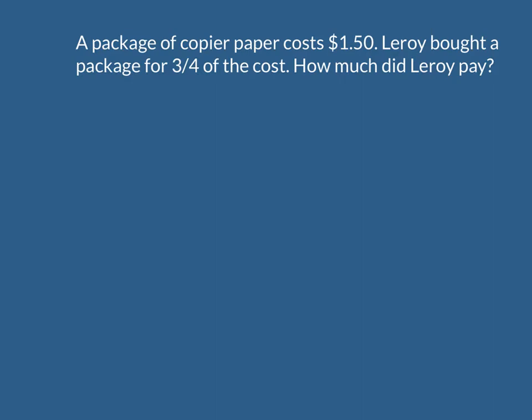It says, a package of copier paper costs $1.50. Leroy bought a package for 3/4 of the cost. How much did Leroy pay? So when we need to find a fraction of a number, we need to multiply. So we're going to multiply 3/4 of $1.50. So that would be 3/4 times $1.50.